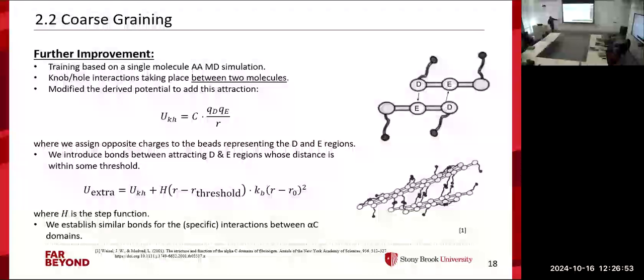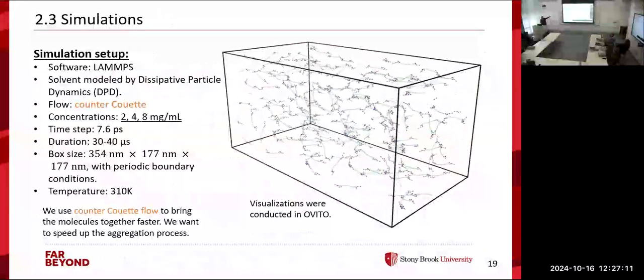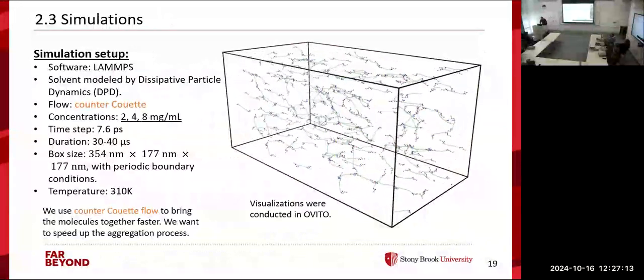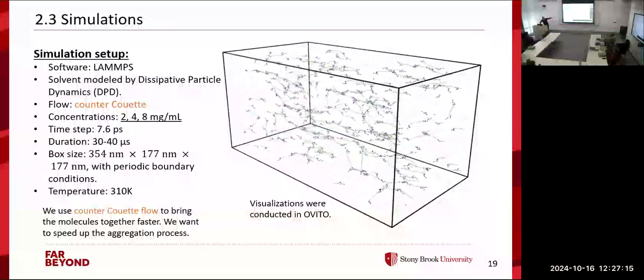And also we want to embed some specific interactions between the alpha C domains. So if the alpha C domains, the dark gray hands, the swingy hands, come close to each other within some threshold distance, they also form a bond. So, okay, let's look at the simulation now. This is at 8 milligrams per milliliter.